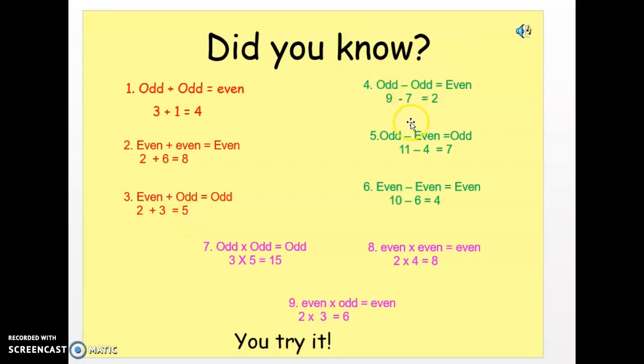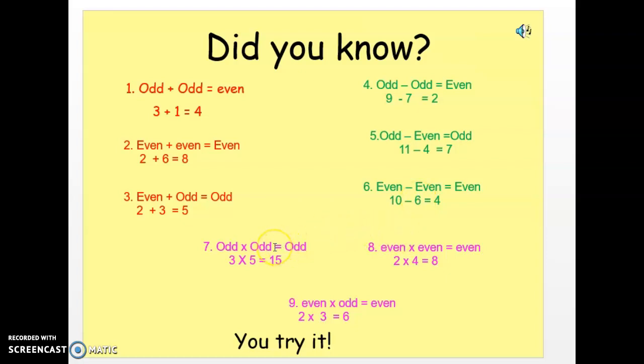Good. Then on the subtraction, we have odd number minus odd number. The answer will be an even number. For example, 9 minus 7 equals 2. Another thing you need to know, odd minus even number, the answer becomes an odd number. Example, 11 is an odd number minus 4, the answer is 7, which is an odd number. An even number minus an even number, the answer becomes even. Example, we have 10 minus 6 equals 4, and 4 is an even number.